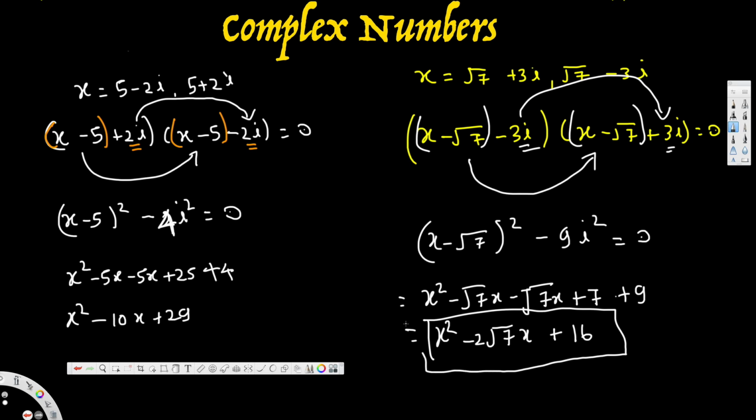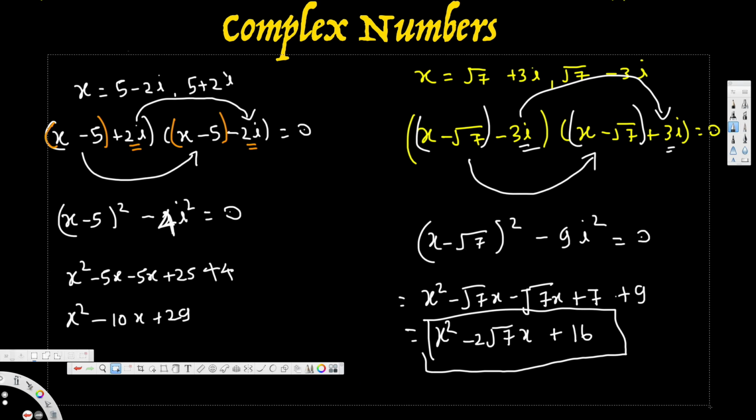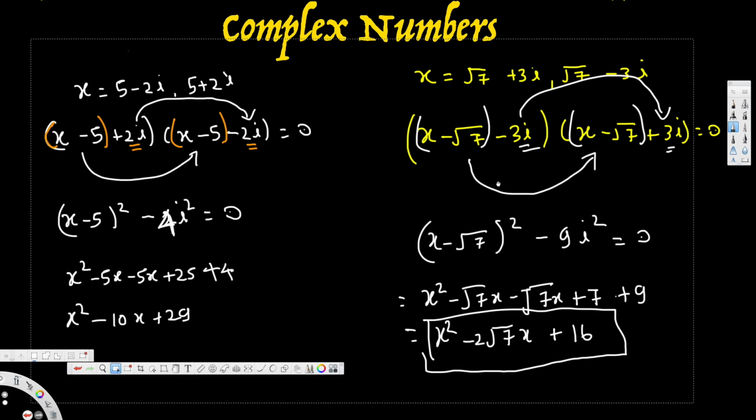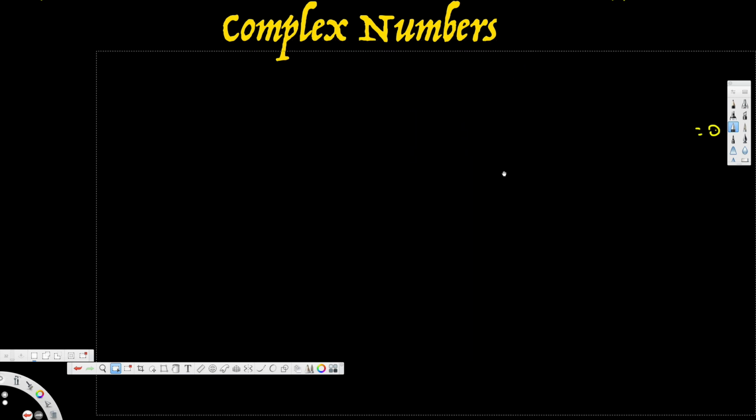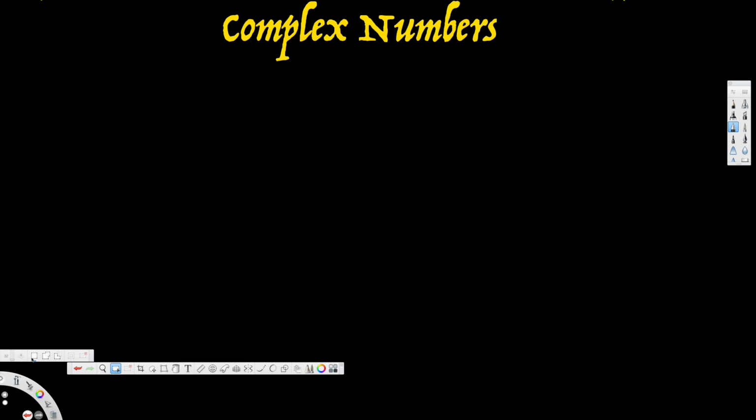Okay, now that's all in this, and I'm going to show you about sum and product. We can calculate the sum and product of the roots we get. There is a simple way and a long way as well. Now I'm going to write the general form of a quadratic equation. Let's say we have the quadratic equation. General form is ax square plus bx plus c, that's equal to 0.